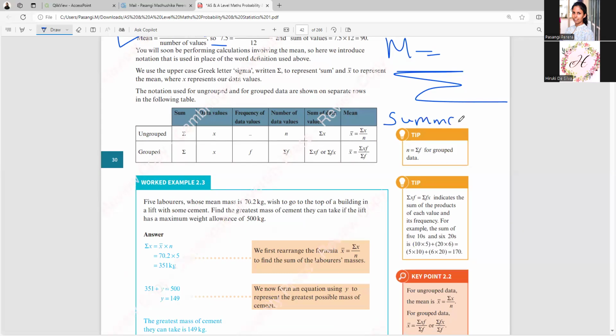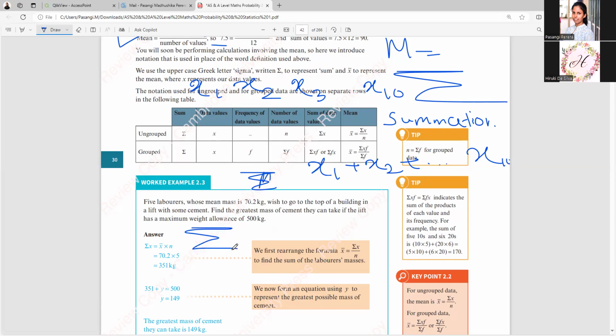To get the total, the meaning of add, we represent it with summation. This is sigma. So for the sum of values, we can represent that using sigma. For example, let's assume you have values x1, x2, x3 up until x10. Then we need to add it like this, x1 plus x2 plus likewise up until x10. Then we can write it in a short way.